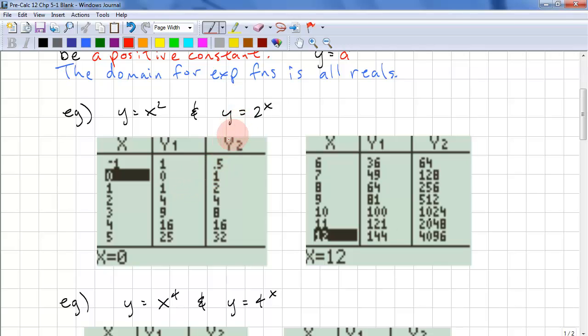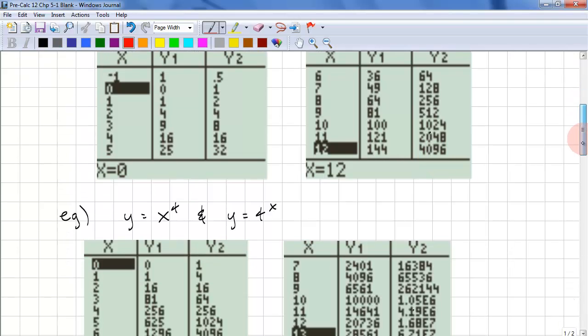But now let's look at 2 to the power of negative 1. That's a half. 2 to the power of 0 is 1. 2 to the power of 1 is 2. 2 to the power of 2 is 4. 2 to the power of 3 is 8. 2 to the power of 4 is 16. 2 to the power of 5 is 32. We can see that 2 to the power of x is now growing faster than x squared. And as we continue, it just keeps on growing faster. 2 to the power of 12 is 4,096. Let's look at another example.